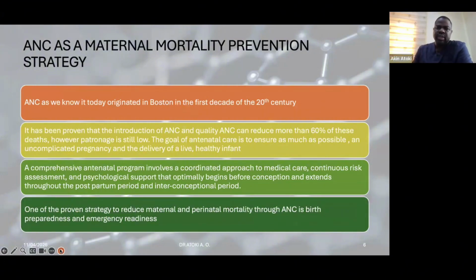Now, having quality antenatal care has been shown to reduce 60% of these deaths just by having quality antenatal care. And how does that help? Because people that attend antenatal care frequently are very likely to be knowledgeable about these causes, number one. Two, it is very likely that when issues start to arise during pregnancy, these things are easily picked. It is always better when things are picked early so that they can be properly managed before it becomes a problem.